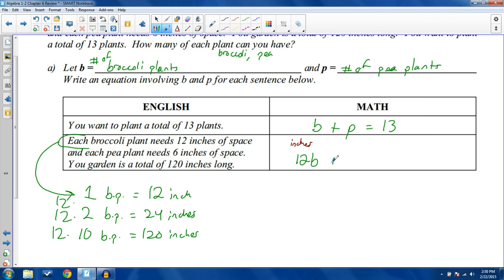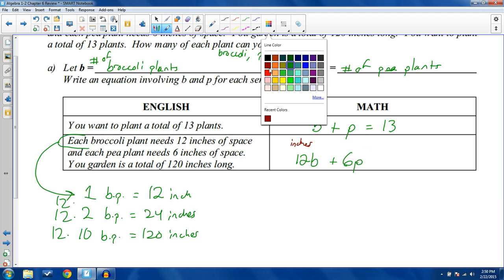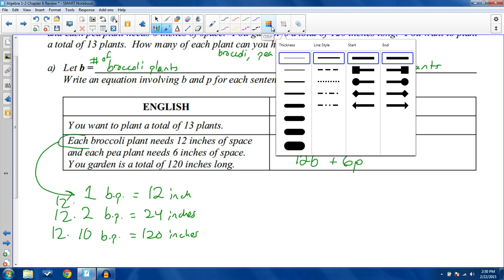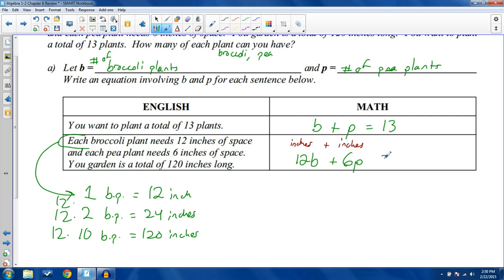So I'm going to do the same thing with pea plants. They need 6 inches of space, and it's the same idea. You have to multiply 6 inches per plant times the number of plants. That gives you how many inches there are for your total number of pea plants. So you have to make sure you add up. Okay, the units are appropriate, and this is also equal to inches. They say your garden is a total of 120 inches long, and 120 is also in inches. So inches plus inches equals inches. And that's how I made sure that it made sense.